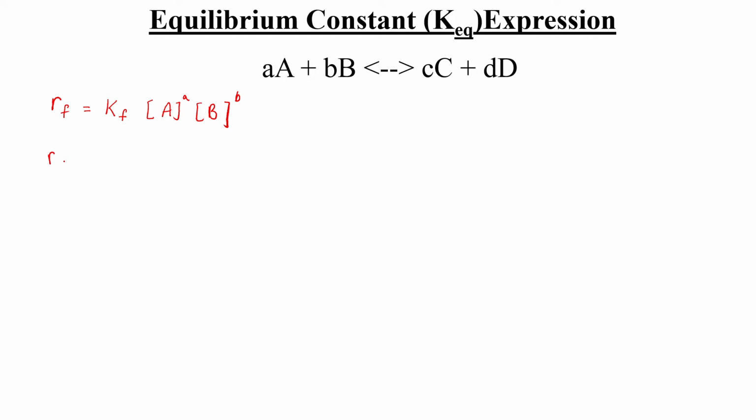Now the rate of the reverse reaction equals the constant for the reverse reaction times the molar concentrations of the products. At equilibrium, the rate of the forward reaction is equal to the rate of the reverse reaction. We can write it down like this. If these two rates are equal to each other, it means their right sides of the equation are also equal to each other.